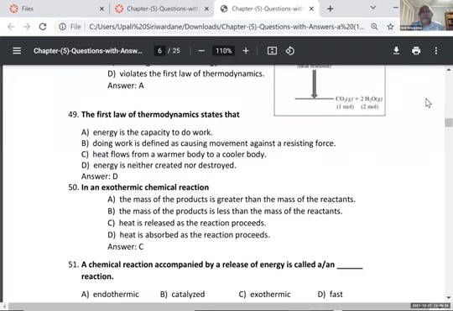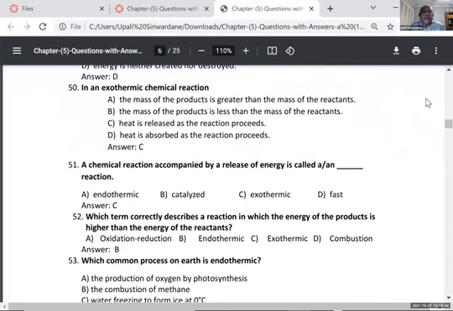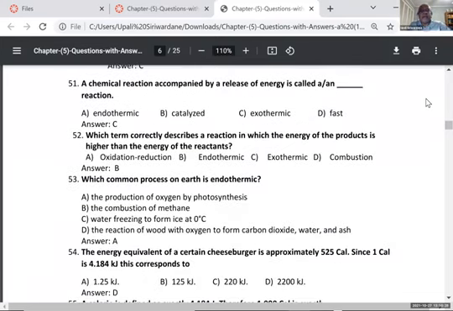The first law of thermodynamics states that energy is neither created nor destroyed. You should know that by now. Answer D. In an exothermic reaction, heat is released as the reaction proceeds. In an endothermic reaction, heat is absorbed. The mass has nothing to do with exothermic or endothermic. A chemical reaction accompanied by release of energy is called exothermic. C.